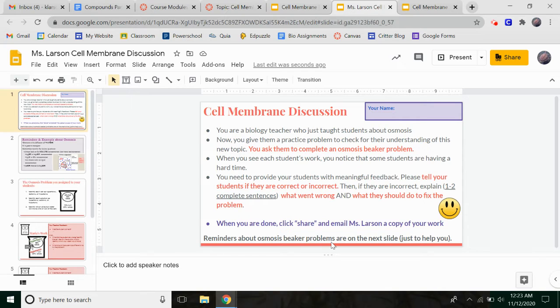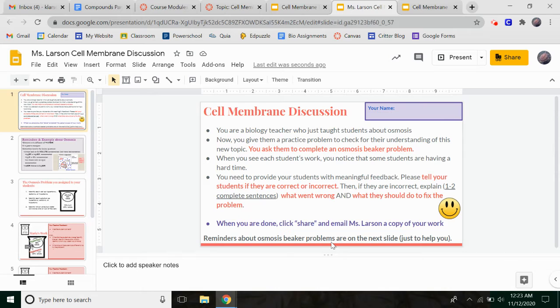Once you get here, you are a biology teacher who just taught students about osmosis. Now, you give them a practice problem to check for their understanding of this new topic. You ask them to complete an osmosis beaker problem, kind of like the one you saw in Edpuzzle. When you see each student's work, you notice that some students are having a hard time.